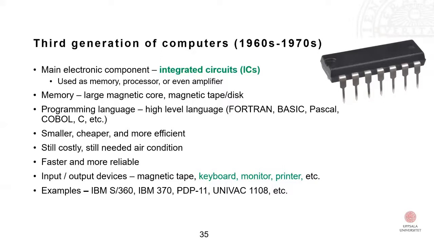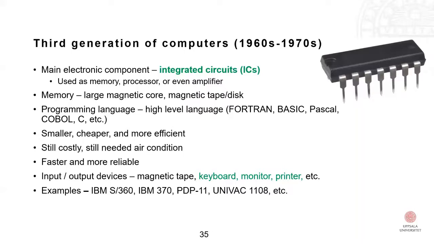The computers became, again, smaller and cheaper and more efficient compared to the second generation computers, but they were still costly to have, like personal computers. They were very expensive and they still needed air conditioning. But they were faster and more reliable than the second generation computers. And for input and output devices, we have some advancements here. Here we had the first keyboards and monitors and printers.